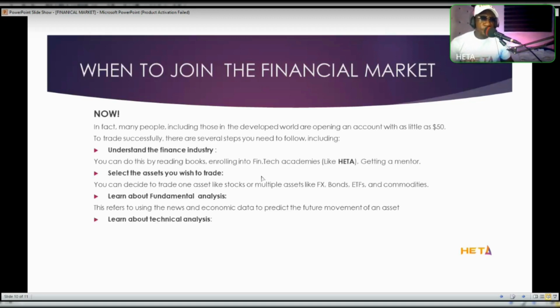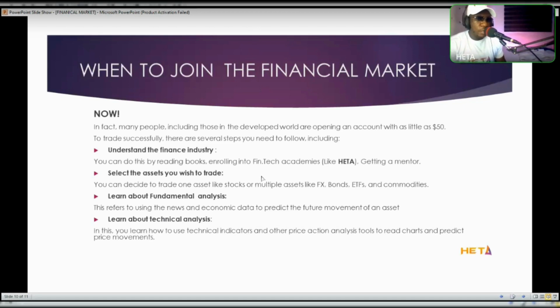So moving on, you need to learn and understand technical analysis. Very important. So what is technical analysis? In technical analysis, you get to learn how to use technical indicators and other price action analysis tools to read charts and predict price movement. So basically, there's what we call charts. If you're used to forex charts and all that, those things are charts. So technically, you can use that to predict where the next direction of the market is going to be, right? So I hope you know this right now, that you need to understand the financial industry, select the asset you wish to trade, learn about fundamental analysis, and then learn about technical analysis, right?